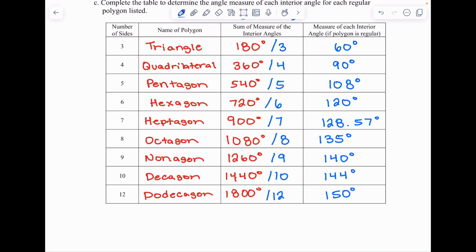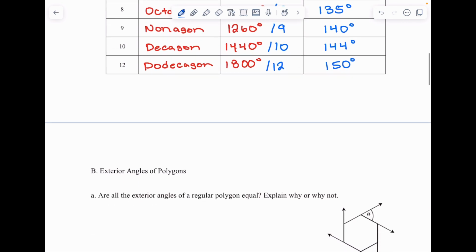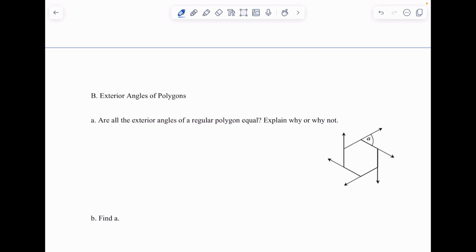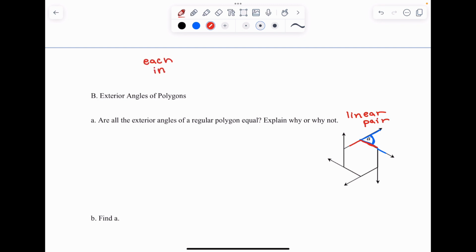Let's move on to discuss exterior angles. An exterior angle is formed by extending the sides of my polygon, and notice how it's formed outside of the polygon. That's why it's called an exterior angle. And what I want you to see is that each exterior angle and each interior angle form a linear pair, which means each interior angle and each exterior angle are supplementary and add up to 180 degrees.